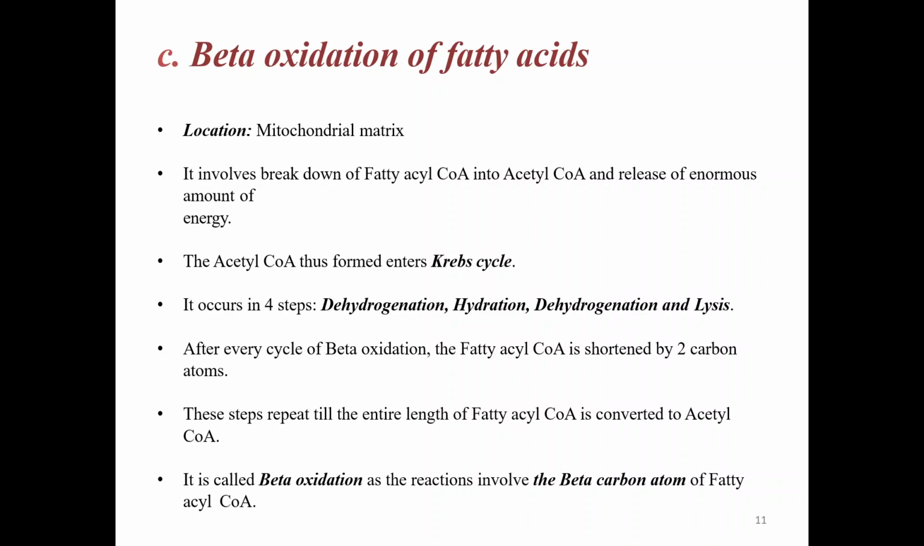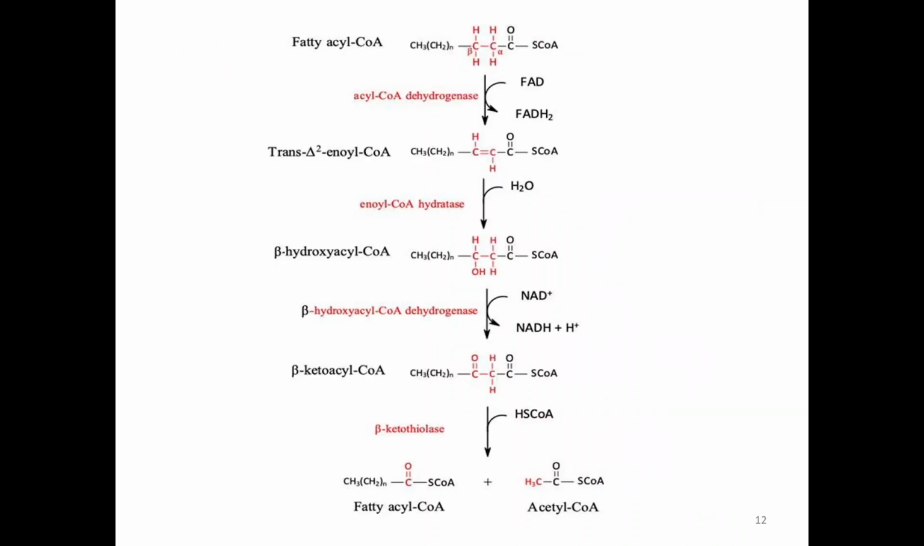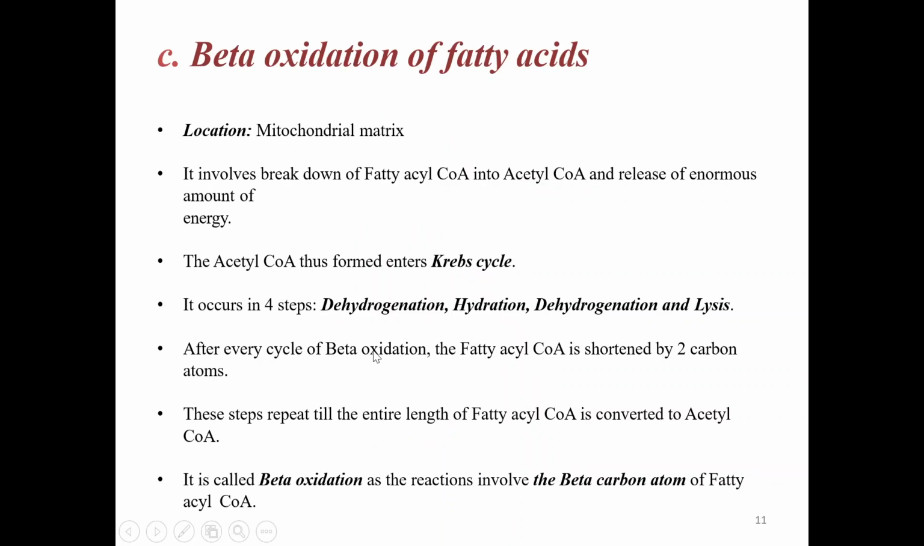where this acetyl CoA then enters into the Krebs cycle and the remaining fatty acyl CoA again enters into the beta oxidation pathway. In every cycle, the long chain is shortened by 2 carbon atoms. How? In the form of acetyl CoA. Let us understand the reactions now. These are the 4 reactions of beta oxidation. Which are those reactions? First one is dehydrogenation, hydration, dehydrogenation and the cleavage.